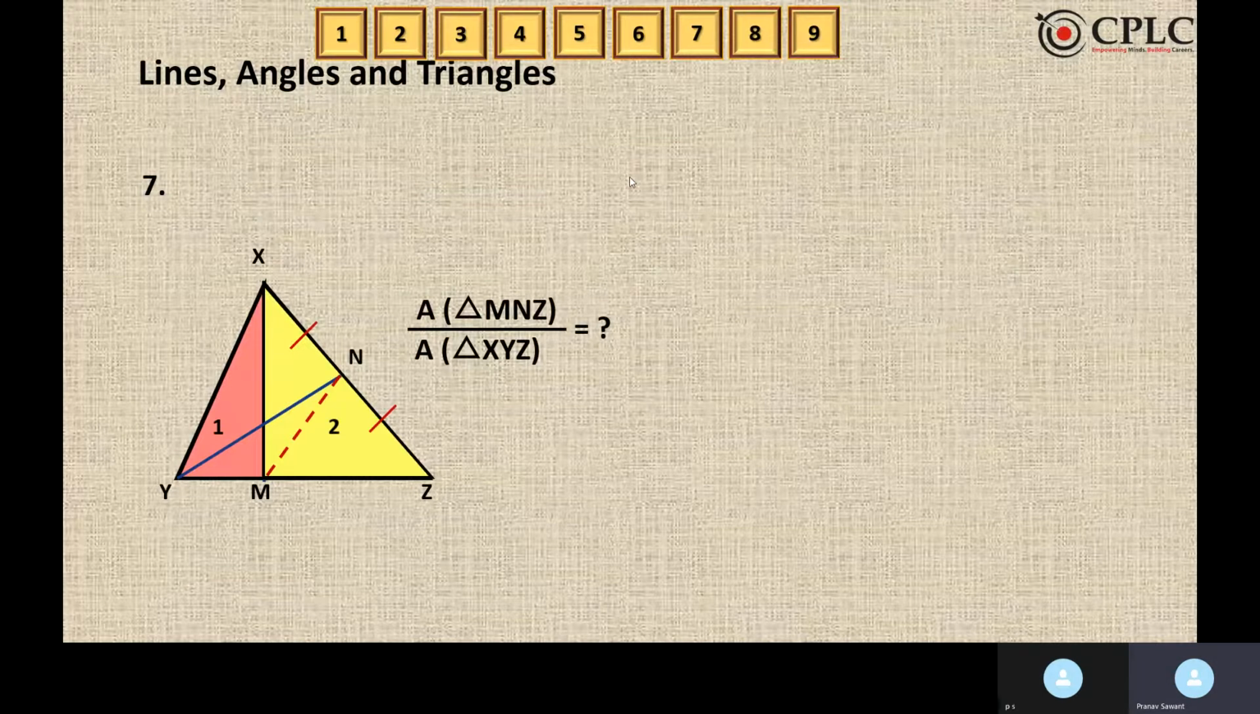XMZ is 2, that means the entire area of triangle XMZ is 2. So we can divide 2 into 1 and 1. How? MN is a median. A median divides a triangle into two equal areas. So triangle MNZ will become 1 and triangle MNX will become 1. Now we can easily find out the answer. Triangle MNZ is 1, triangle XYZ is 3, hence 1 upon 3 is the answer.